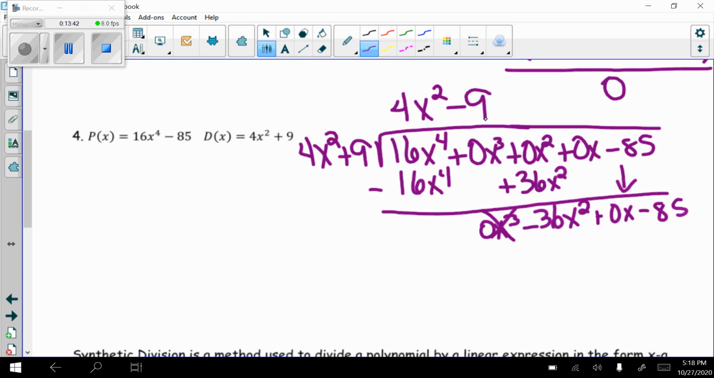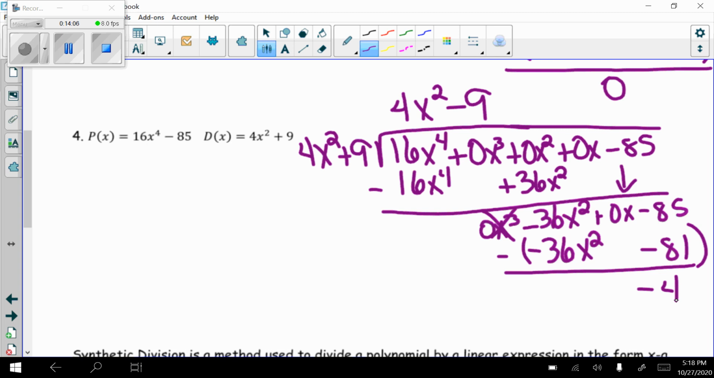So now multiply negative 9 by both of those terms. So I get negative 36x squared. Negative 9 times 9 minus 81. Again, I'm subtracting. My x squareds go away. My 0x is going to go away. Negative 85 minus negative 81, so it turns to negative 85 plus 81, which is negative 4. I'm done dividing because I'm left with just a constant. Okay? I can't multiply x squared by anything to get just a negative 4, so I know that I'm done.